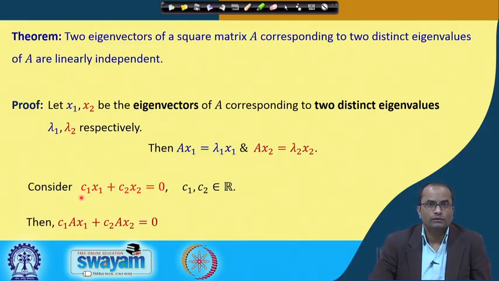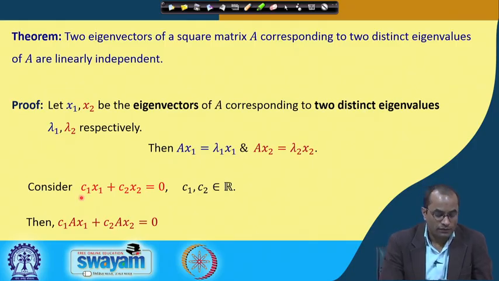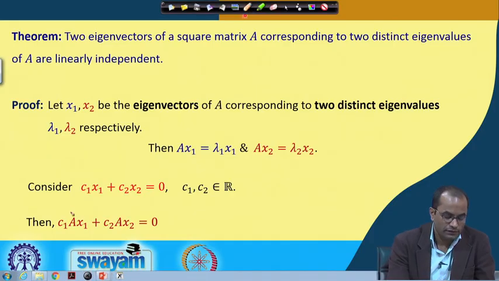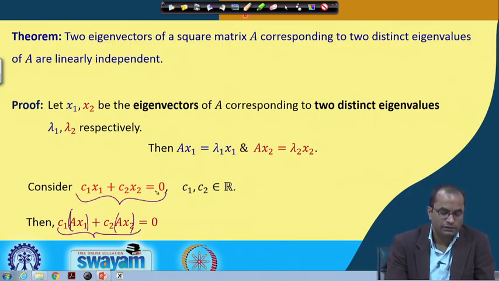That shows that x 1 and x 2 are linearly independent. So, to do so we will consider here the C 1 and this x 1. We have multiplied by the given matrix A. So, we have C 1 A x 1, because C 1 was a constant, so we have taken it out. So, C 1 times A x 1 and then C 2 times A x 2. This is the relation we got from this equation by just multiplying it by A.